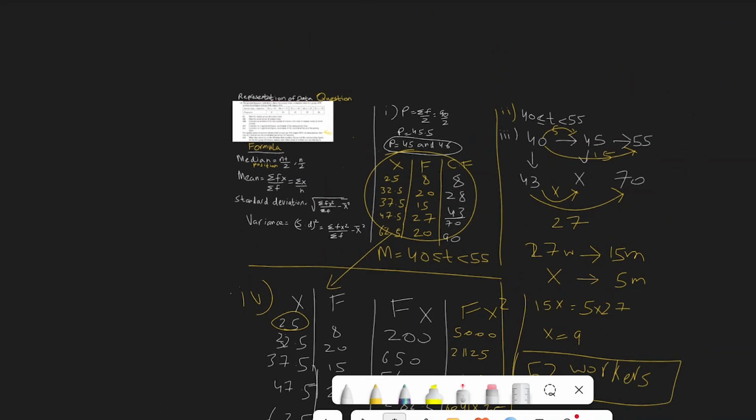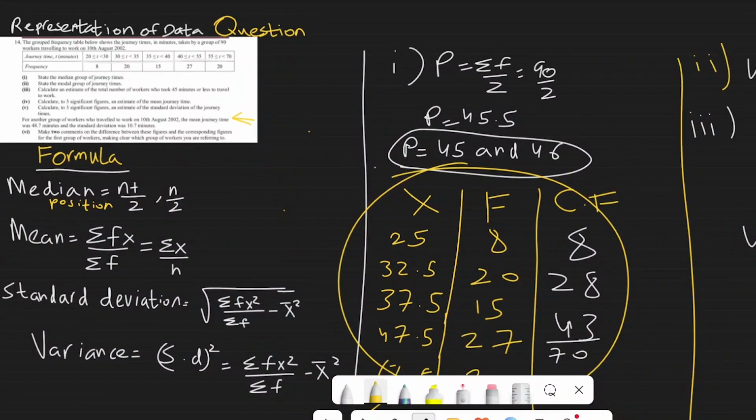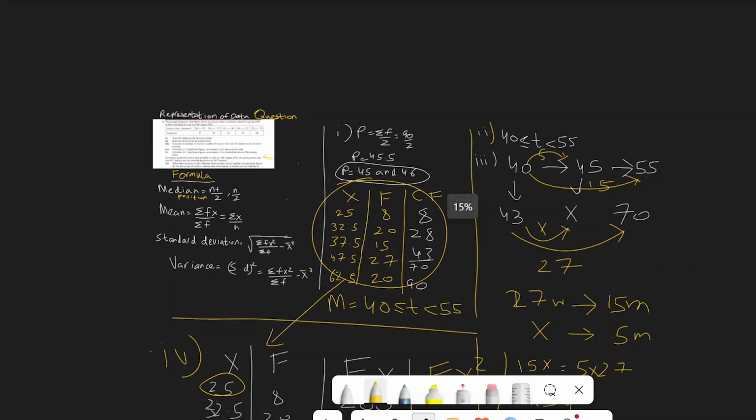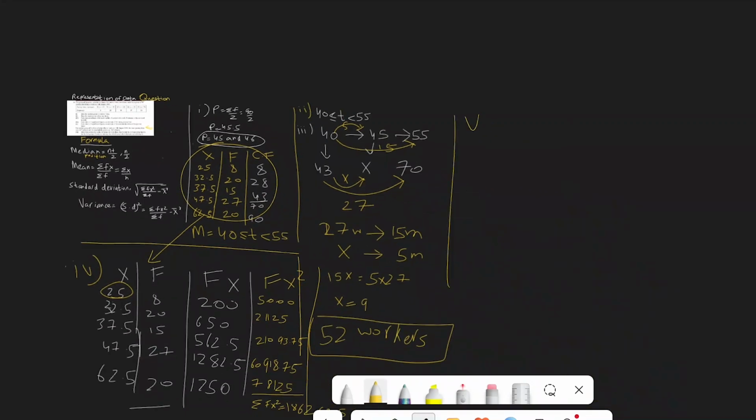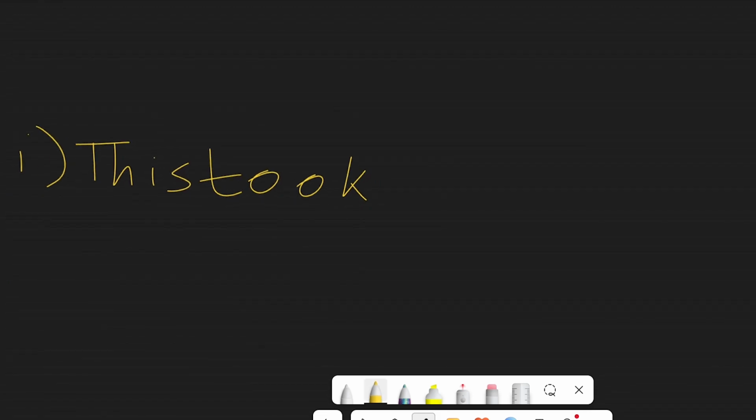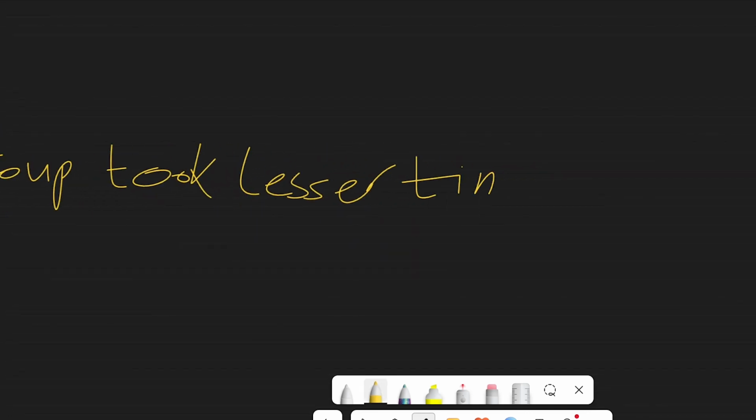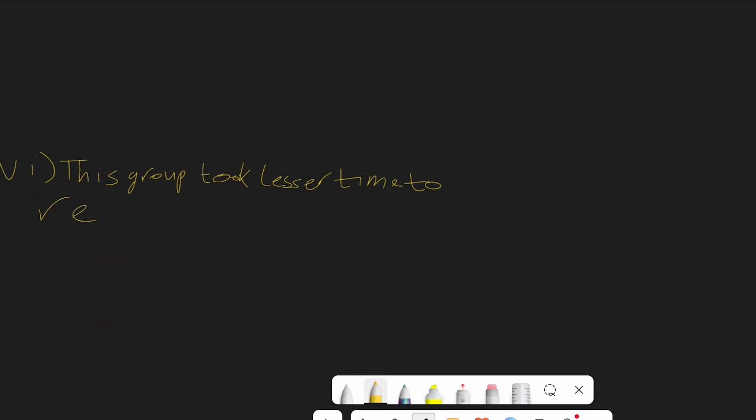The mean they have is 48.7. So for this group, let me write part 6 over here. Part 6: this group took shorter because the mean is less, which means that on average every person took less time to travel to work in this group, for which the data is given, as compared to group B. This group took, on average, less time to reach work.